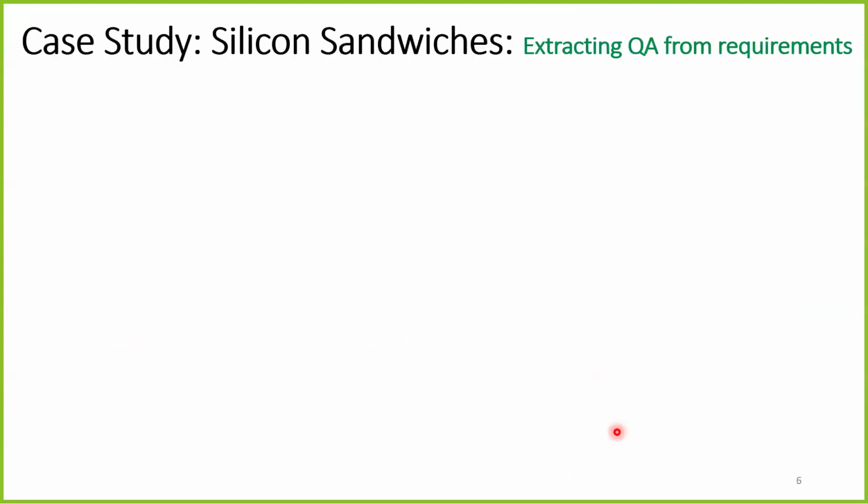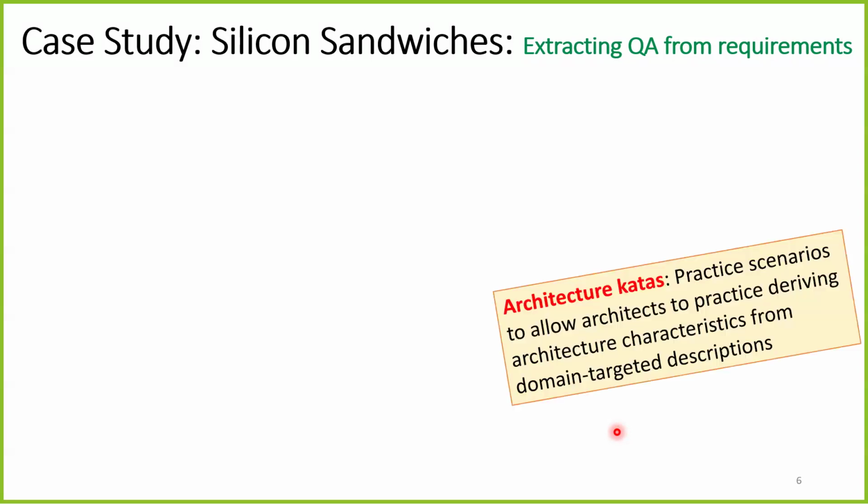And finally, what we are going to do now is look together at a case study called Silicon Sandwiches. And we will try to extract quality attributes from requirements in this exercise. Your course book calls such case studies architectural katas. Kata is a Japanese word coming from martial arts. When you are learning martial arts styles, you spend time and practice some imaginary scenarios.